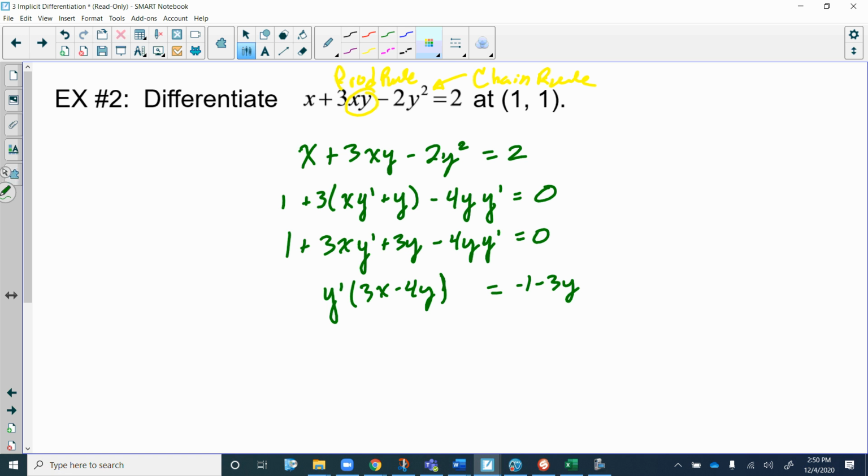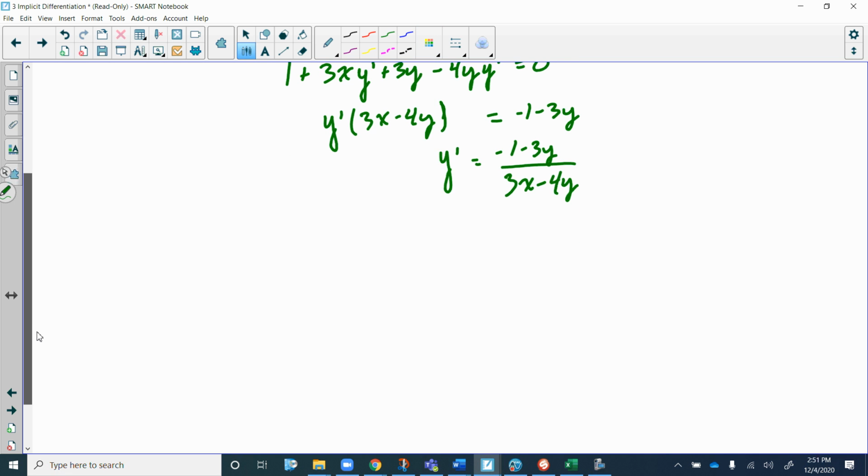So now divide, and I'm going to say y prime is equal to negative 1 minus 3y over 3x minus 4y. And again, this is where we would stop for a lot of it. If you wanted to, you could multiply everything by a negative 1 if you wanted the numerator to be more positive, but it'll work out to be the same either way.